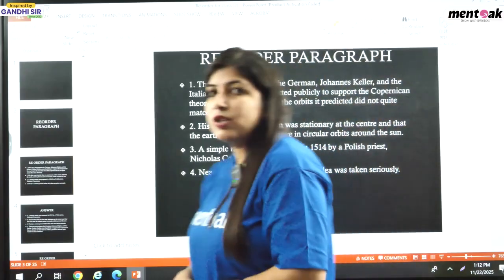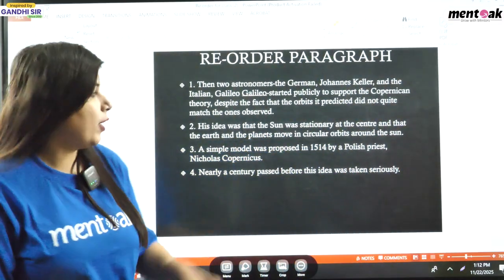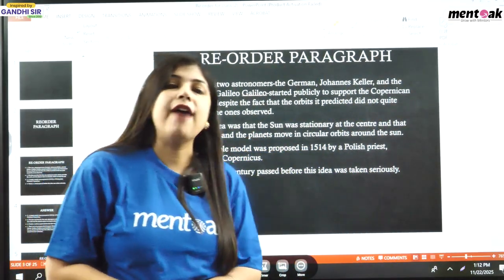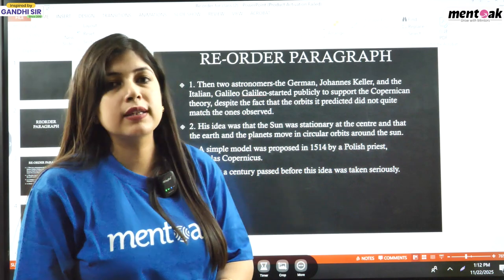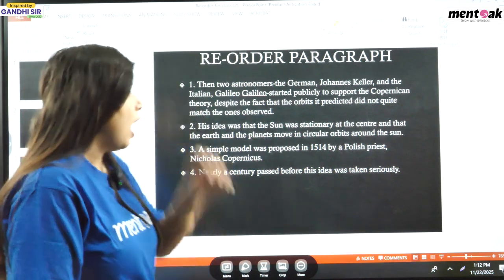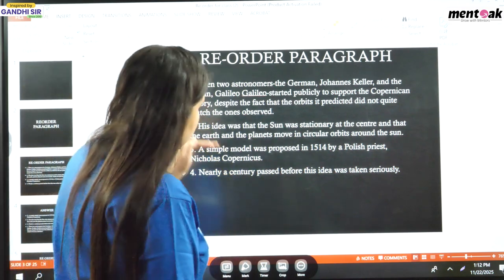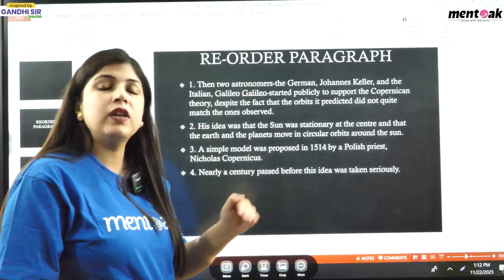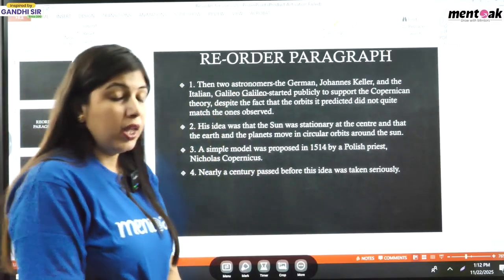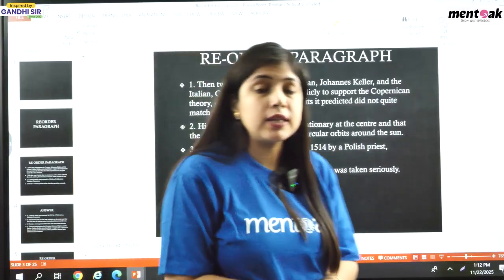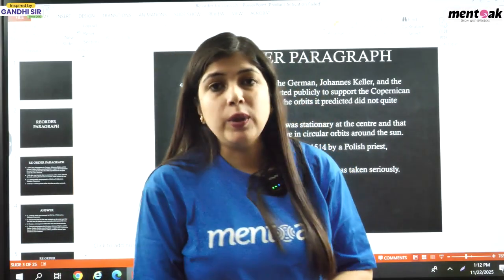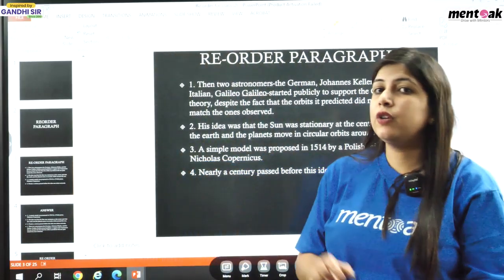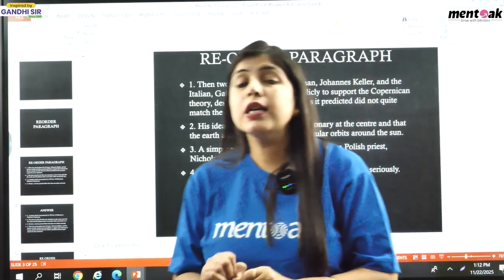So students, as you can see, a few points are given. We have to arrange them according to the right sequence. So how can we predict which line will come first, which line will come second, and which will come last? There are a few tips and things we need to take care of. Now which things do we need to take care of? First of all, we have to find out the first line.